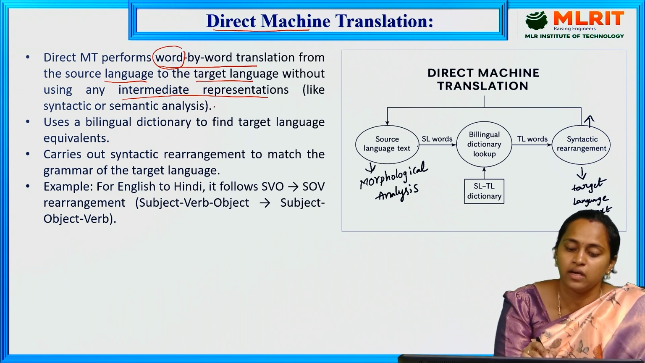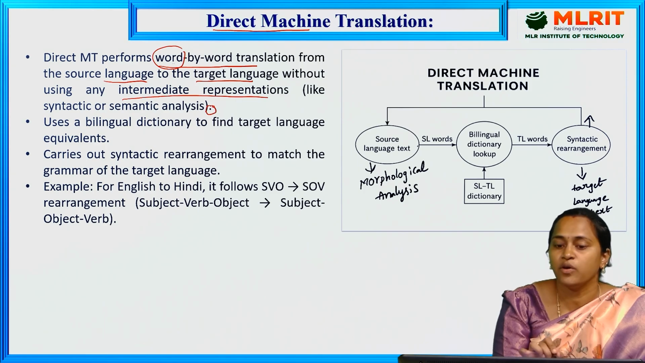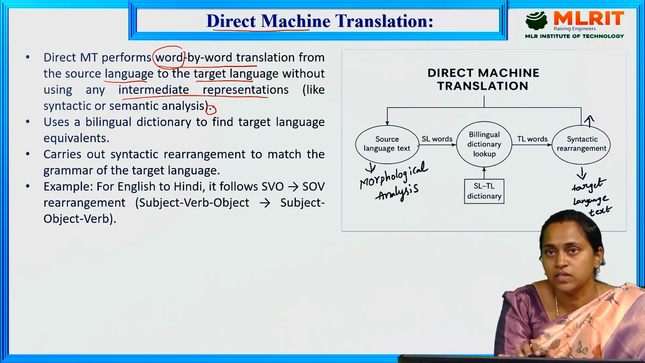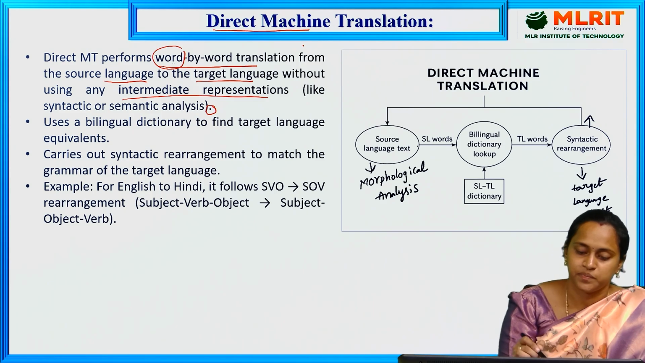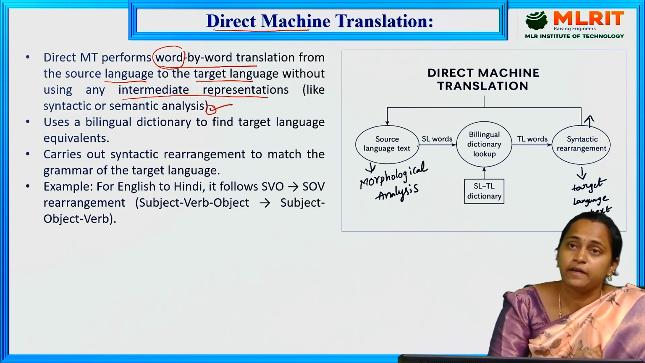This is the main meaning of direct machine translation. That means we are not using any intermediate representation. Directly we go from the source language to the target language in the form of word by word translation. This is the meaning of direct machine translation.